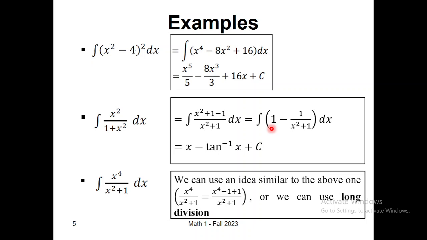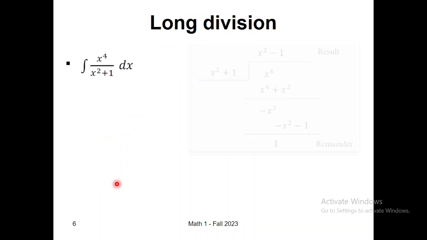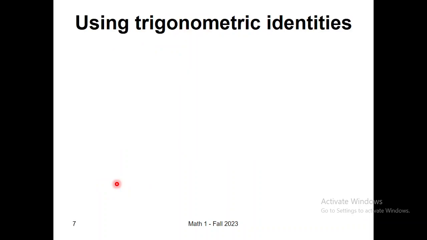And also, we mentioned that we can use some additional ideas. For example, we may use long division if we have a rational function where the degree of the numerator is greater than or equal to the degree of the denominator. We can start solving this problem by simplifying this expression and using long division. And also we mentioned that it is very important to take care of using trigonometric identities to simplify the given function in order to be able to solve the problem and evaluate the integration. And we presented different examples of this idea.